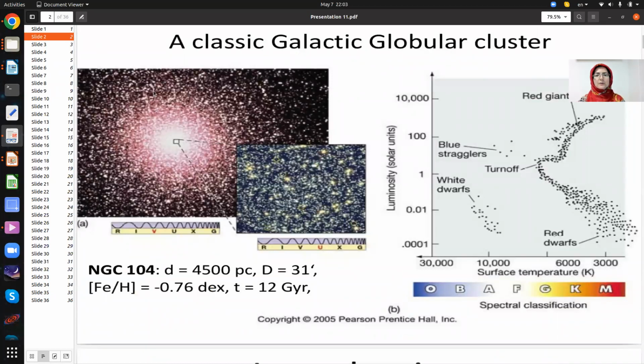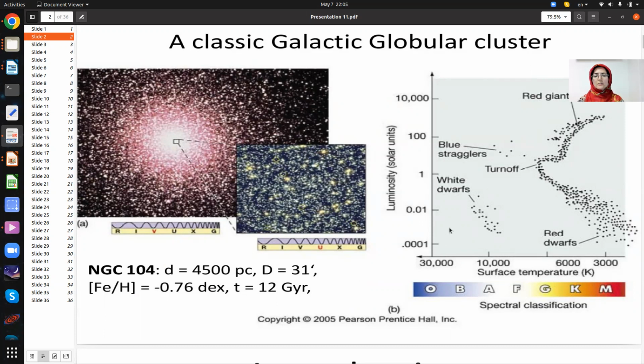Here you see a globular cluster, and this is the core of the globular cluster. You see the HR diagram, or Hertzsprung-Russell diagram, of this globular cluster. The spectral types start from around G, and they are old. You see the turn-off point, red giants, blue stragglers, white dwarfs, and red dwarfs. The temperature is around 6,000, and also the luminosity: one is the luminosity of the Sun, here less, and here more.